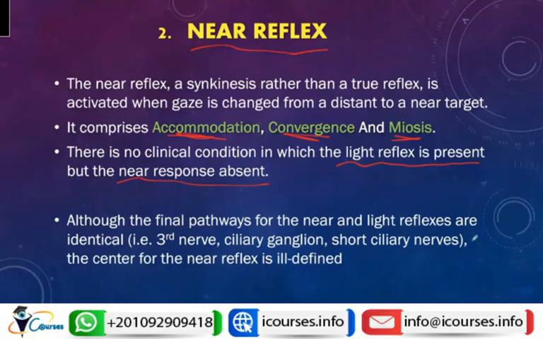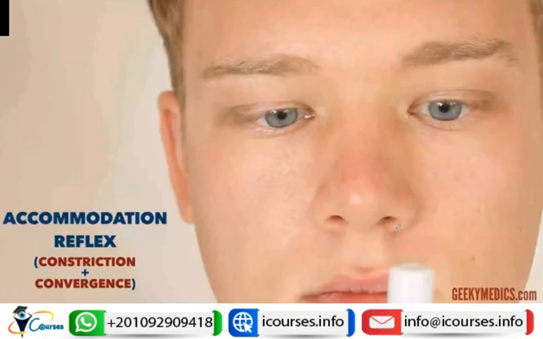Although the final pathways for the near and light reflex are identical, like the third nerve and ciliary ganglion, the center for the near reflex is ill-defined. So we know the center for the light reflex, the pretectal nucleus, but we don't know exactly what the center of the near reflex is, we just know its location.